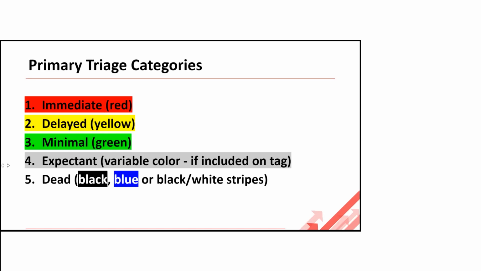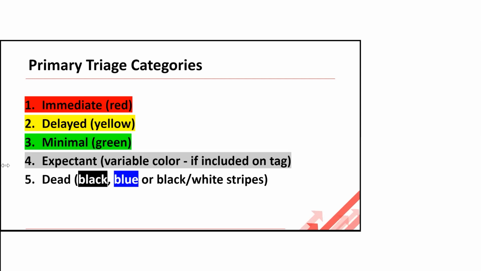Expectant. Expectant triage decisions are rarely made in the field during an MCI because systemic transport prioritization is rarely required, and usually we don't have a lot of information. So with this whole expectant category, it's normally either they're dead or they're not dead. So it's rarely used in the field.